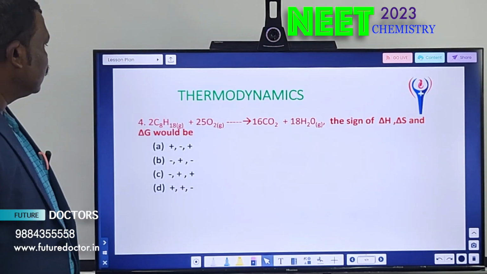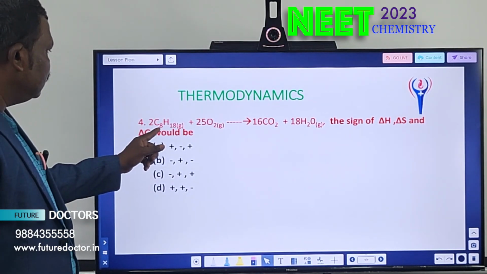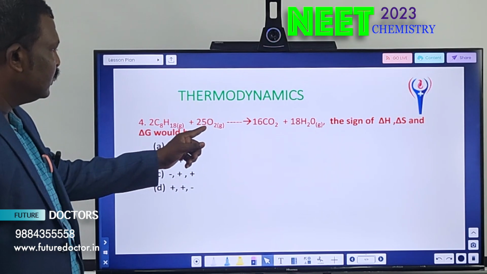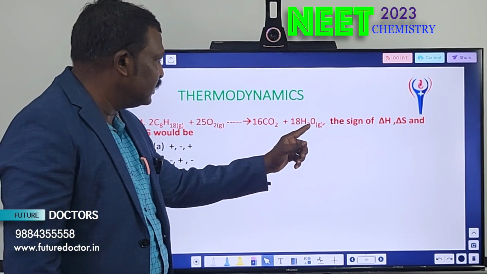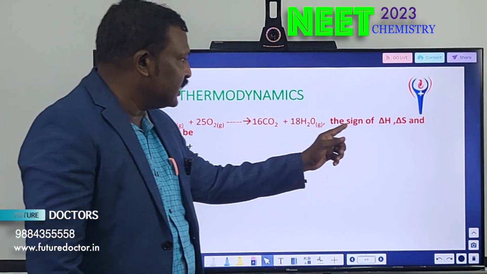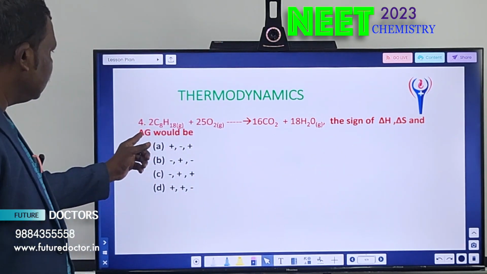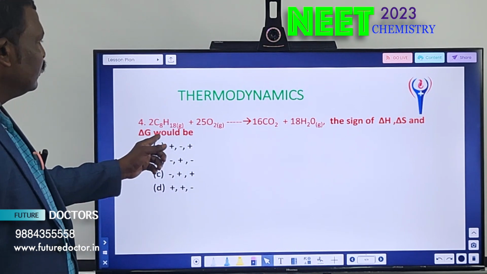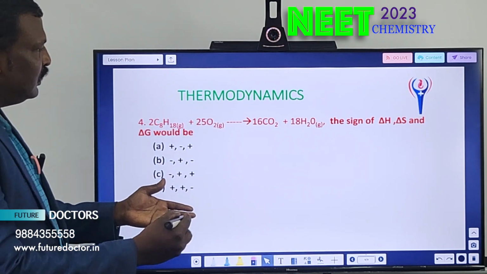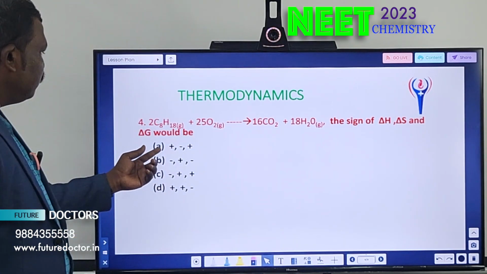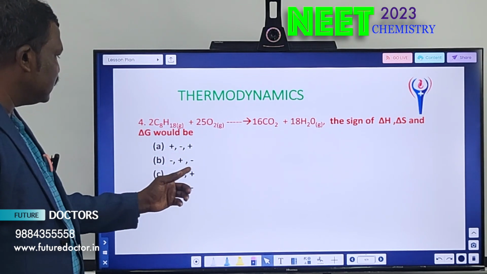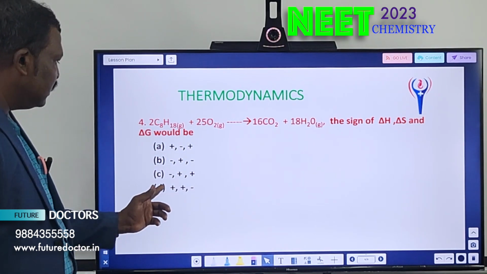Next one, fourth one: 2C8H8 plus 25O2 gives 16CO2 plus 18H2O. This is a combustion reaction. The signs of delta H, delta S and delta G would be, okay, in this combustion reaction, what is the value they are asking? Option A plus, minus, plus. Option B minus, plus, minus. Option C minus, plus, plus. Option D plus, plus, minus.